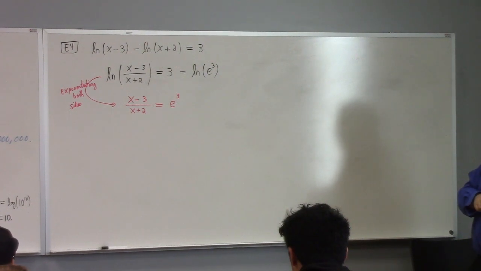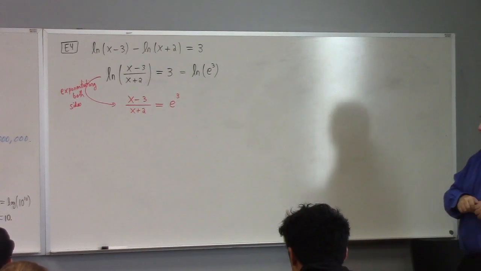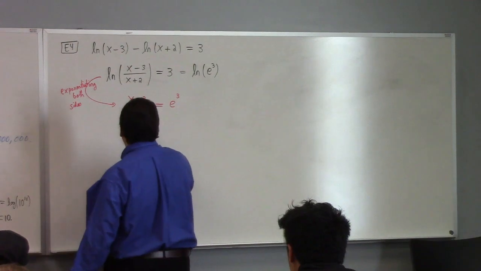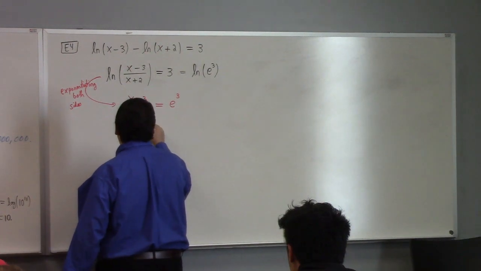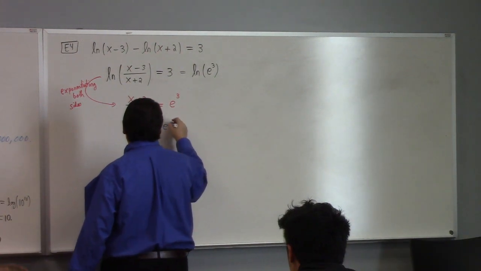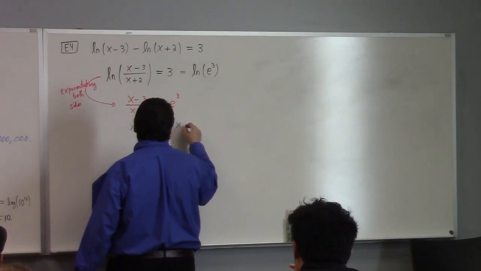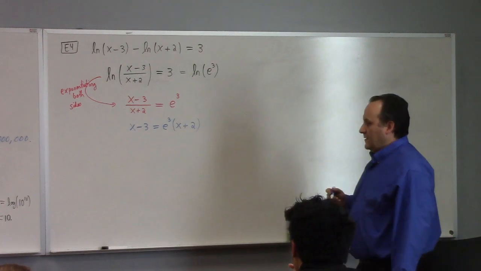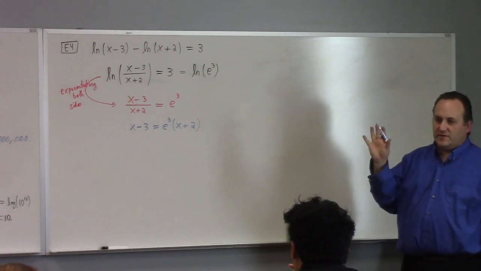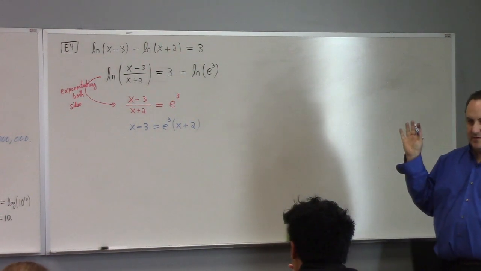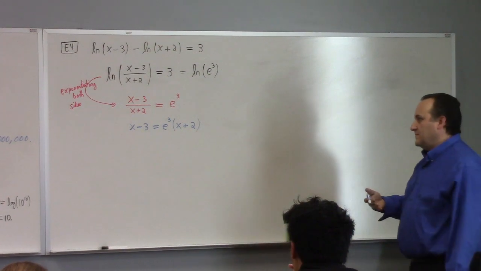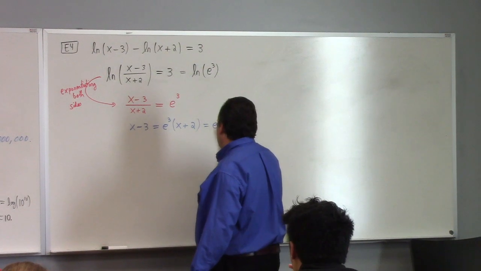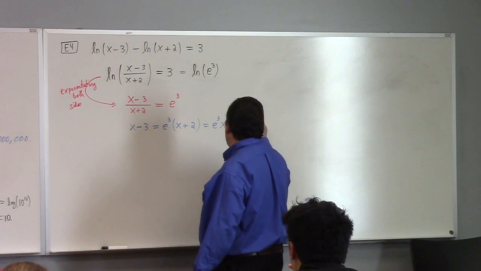So multiply x plus 2 by e cubed. So Michael, what's your larger goal here? What are you trying to do? x minus 3 equals e cubed times x plus 2. Yes, but what's our goal at the moment? Our goal is to isolate x. Isolating x, right? So this gives us e cubed times x plus 2 e to the power 3.